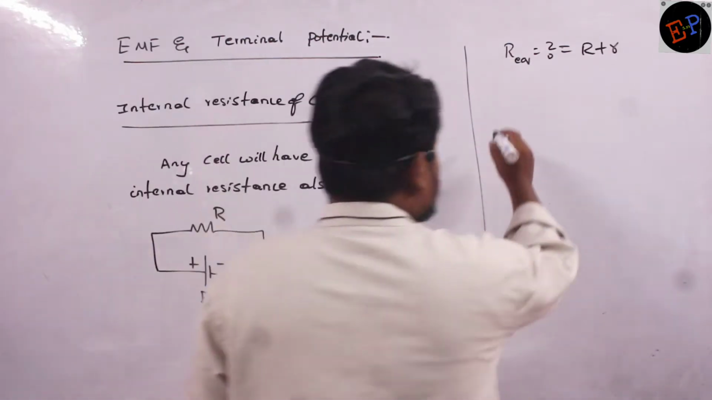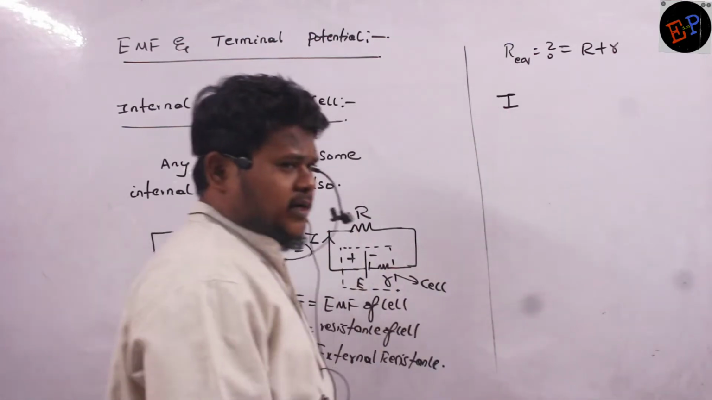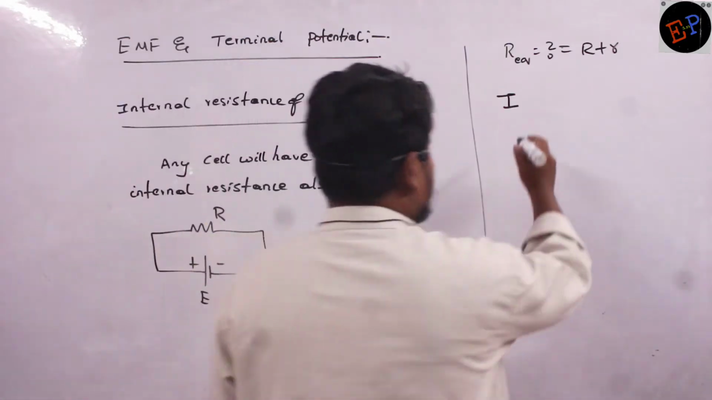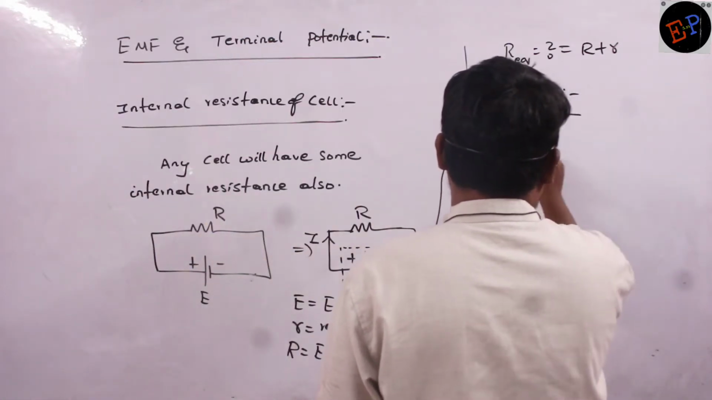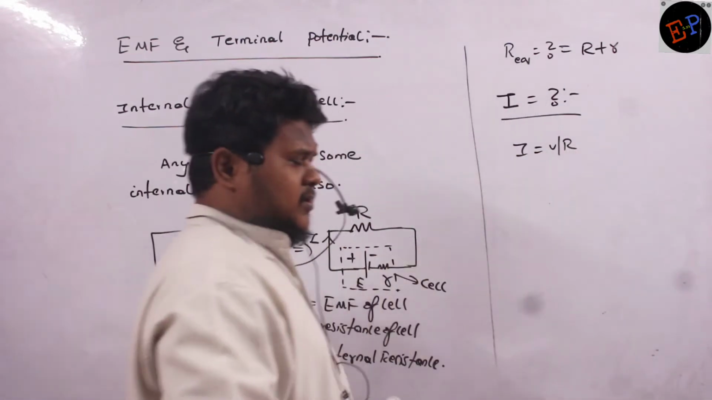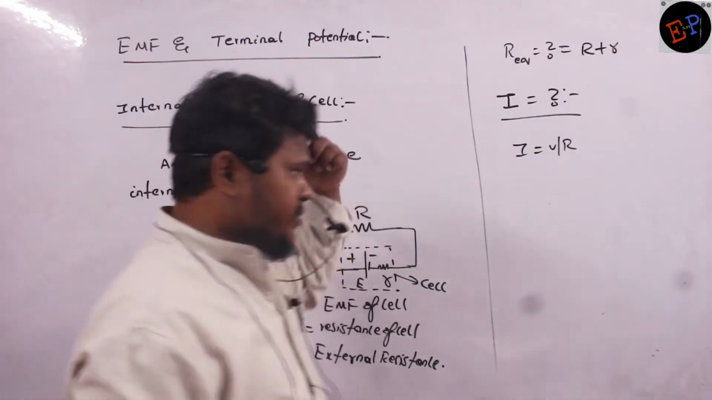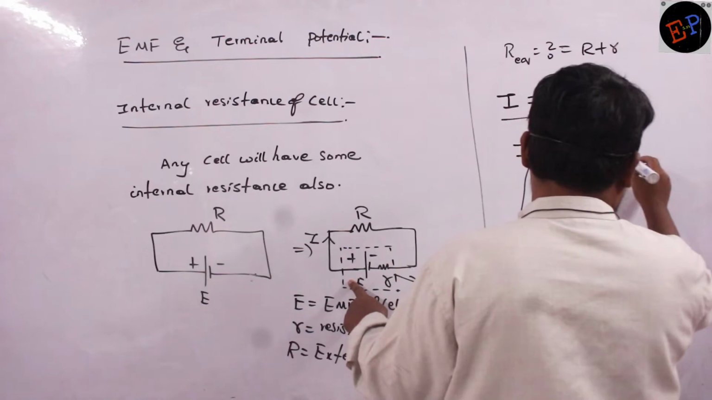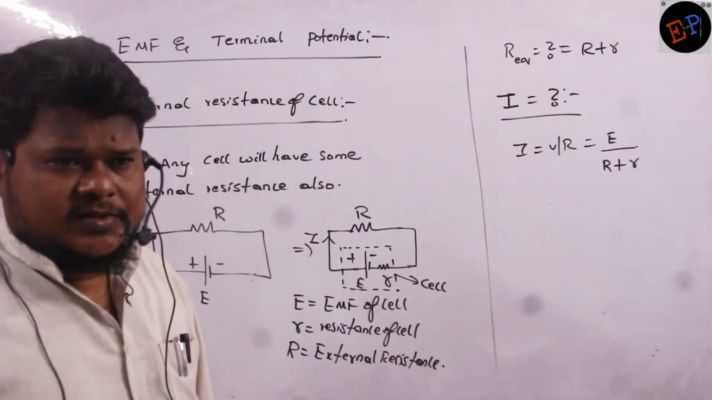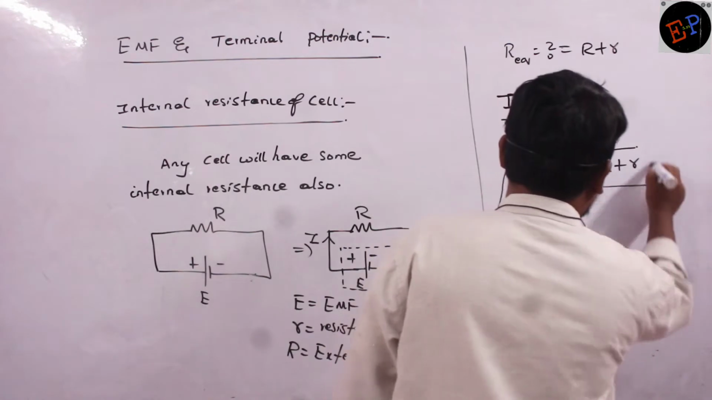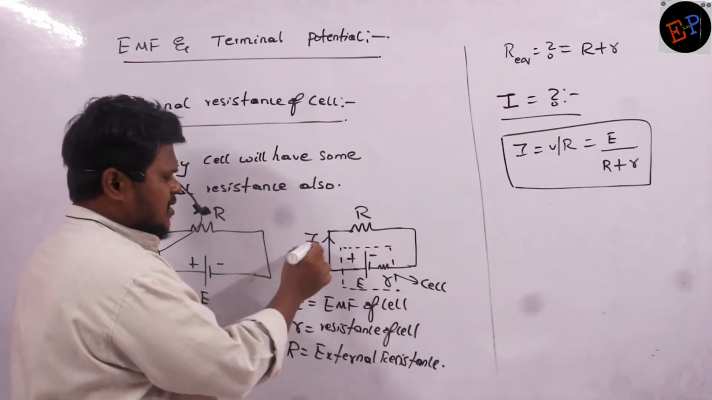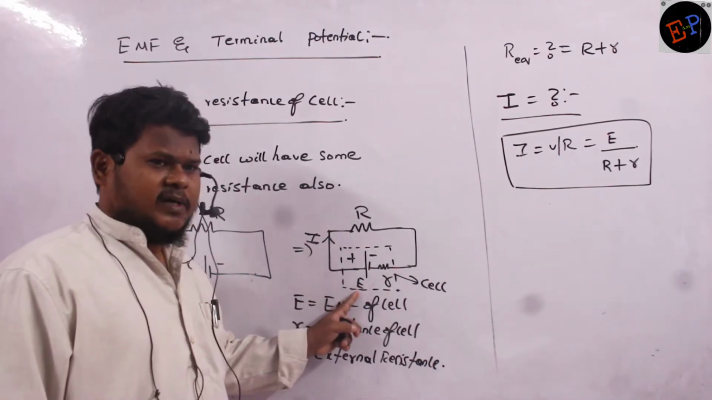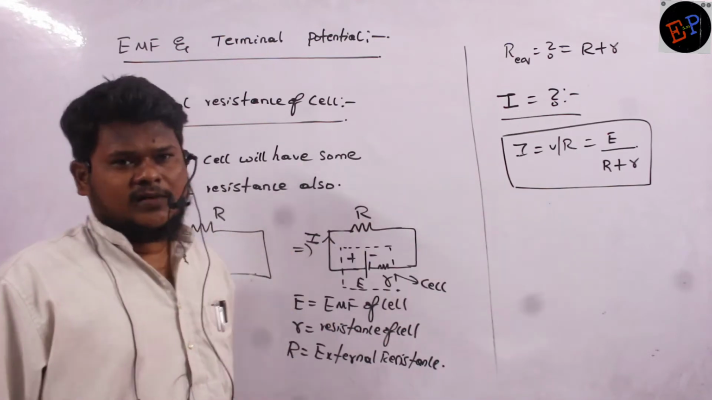Now can you say how much current is produced in the circuit? I value can be how much? I is equal to V by R, no? According to Ohm's law, I is equal to V by R. V means what? Capacity of the battery. What is the total capacity of the battery? EMF, divided by total resistance, which is capital R plus small r. So this is the total current which is flowing in the circuit. E is the capacity of the battery, potential of the battery, and total resistance is R plus r.